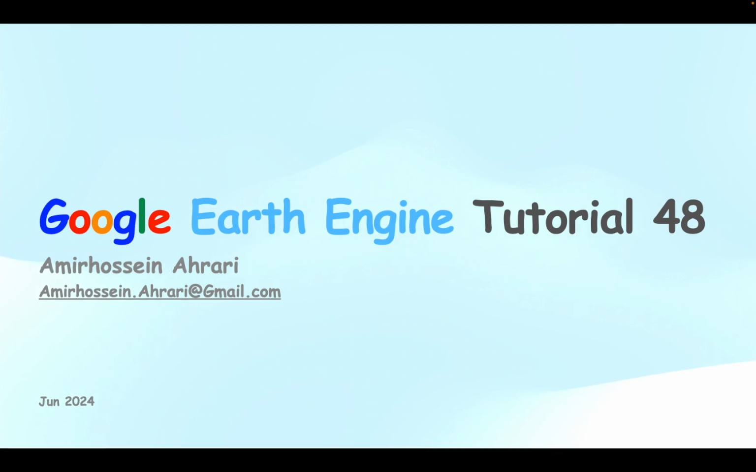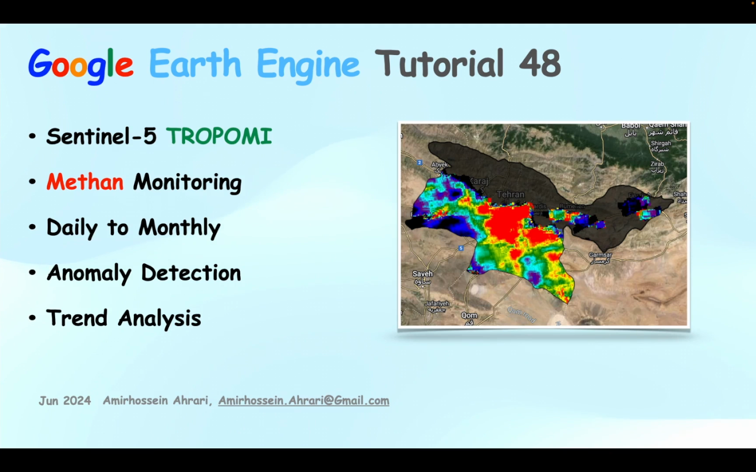In this tutorial, I'm going to show you how to calculate methane emission using Sentinel-5 data with monthly temporal frequency. I'm going to show you how to convert data from the daily to monthly temporal coverage, and then how to do anomaly detection for the methane emissions in Tehran, a metropolitan area in Iran. And also I'm going to show you how to do trend analysis using the Mann-Kendall algorithm in the JavaScript code editor environment.